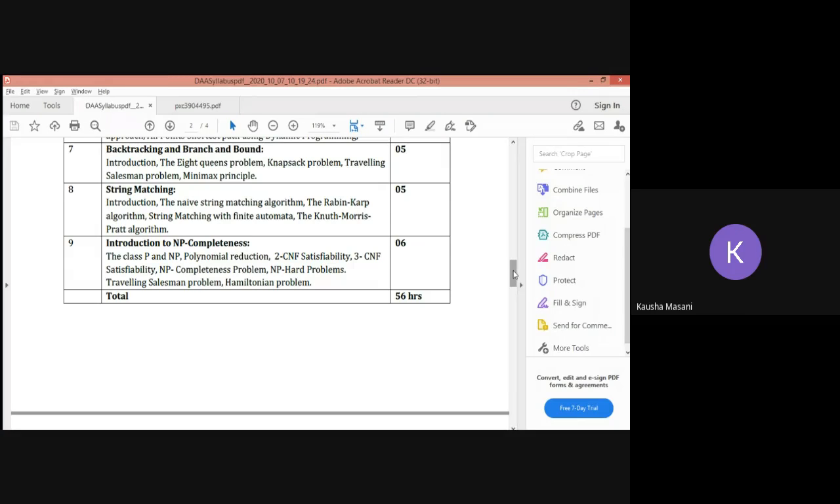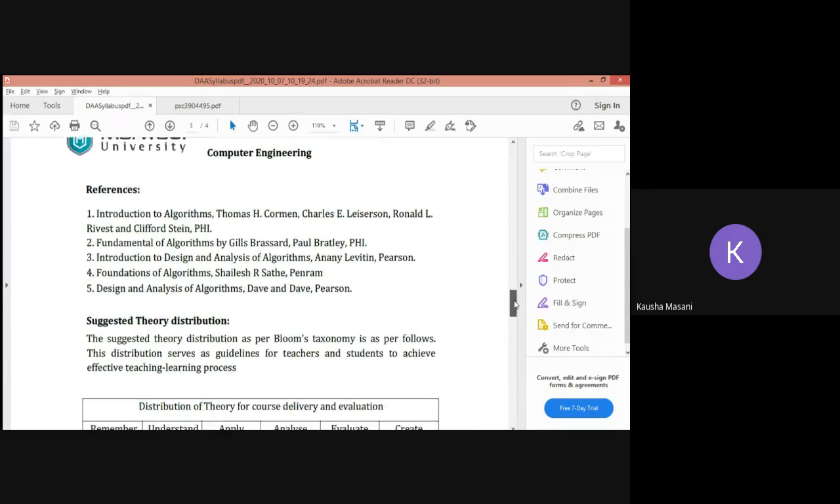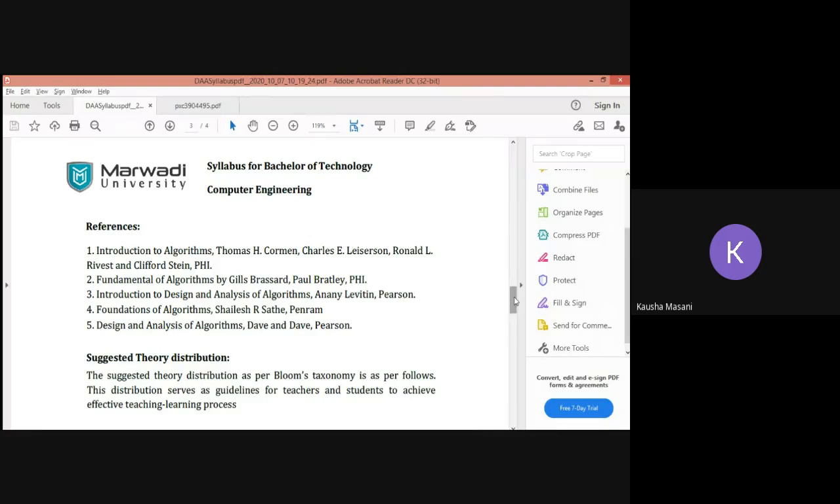The last two units are string matching and NP completeness. What is class P? What is NP? Polynomial reduction. Okay, NP hard problems. Everything we are going to discuss in your theory session, and this is all consisting of your 9 units so far. Now in the practical session, okay, wait, your reference books.